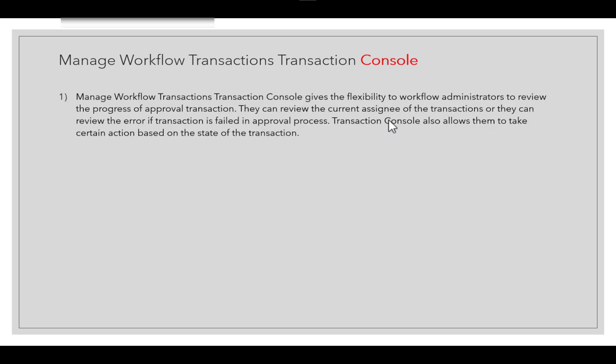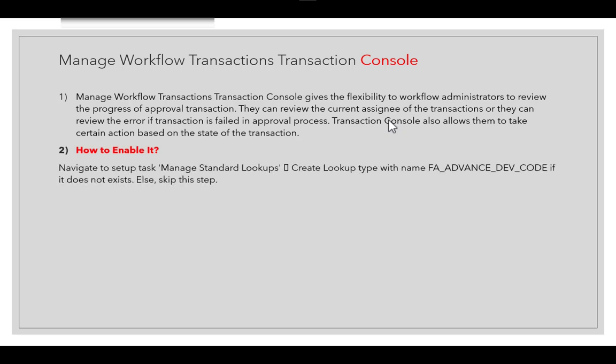First of all, the transaction console gives you the flexibility to work as a flow administrator to review the progress of approval transactions, either for AP, GL, and here in our example, for fixed assets. First of all, how to enable it? You have to go to Manage Standard Lookups and search for or create the lookup type FA_ADVANCED_DEV_CODE. If it doesn't exist, skip these steps.